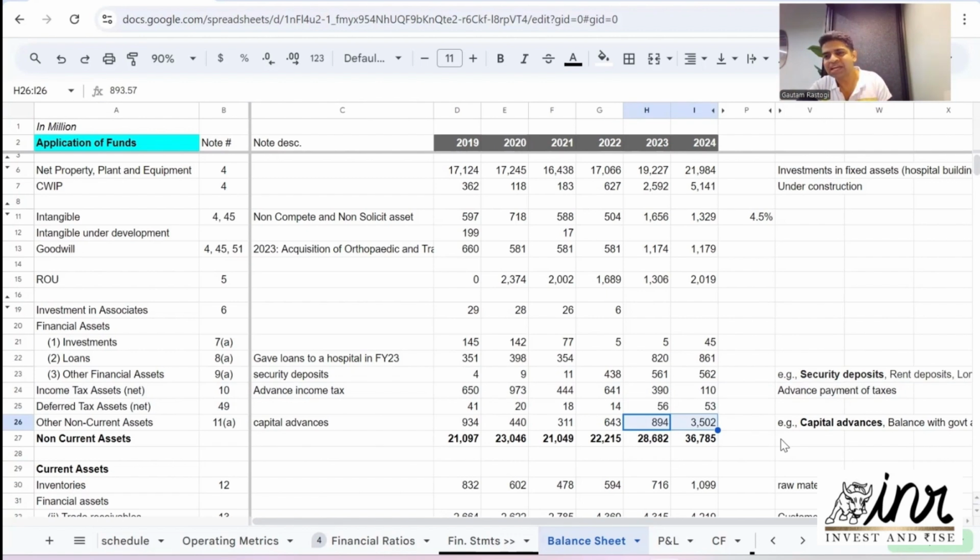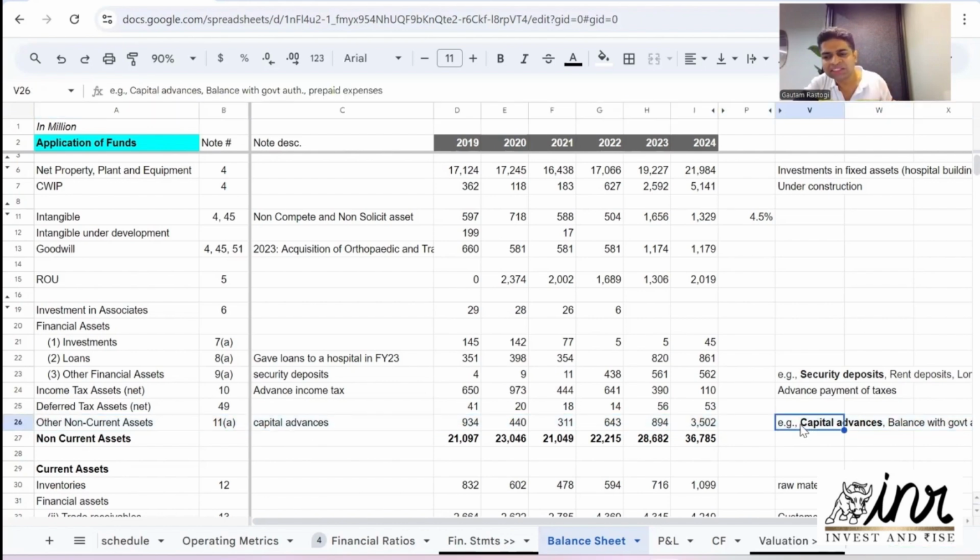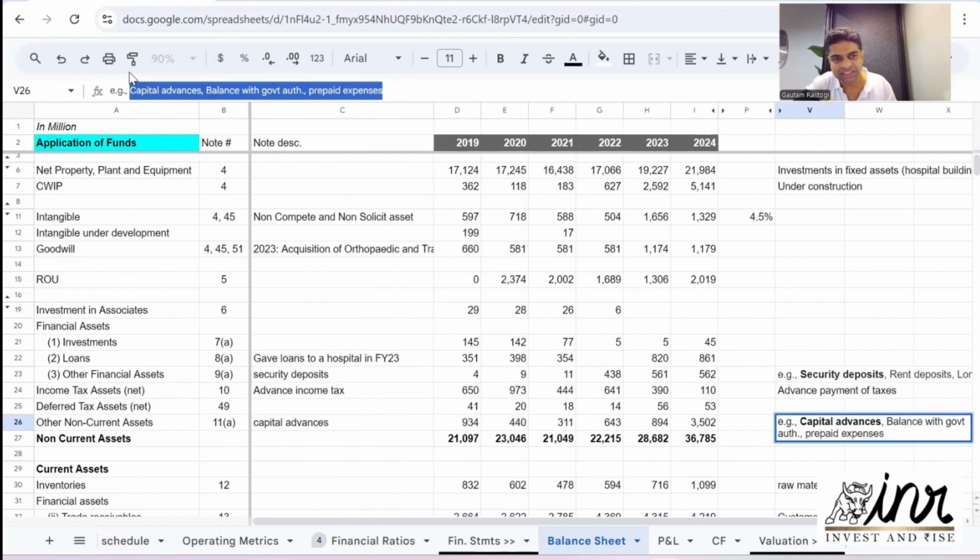Because whenever a company comes up with new capex plans, investors get excited. They think, okay, there will be capex, there will be growth, so let's jump in. So any which way, other non-current assets is the capital advances. And in other companies, it may not just be capital advances, it may be other things as well, like I've noted here. It may be some other prepaid expenses, some balance with government authorities. All of those are part of your non-current assets.